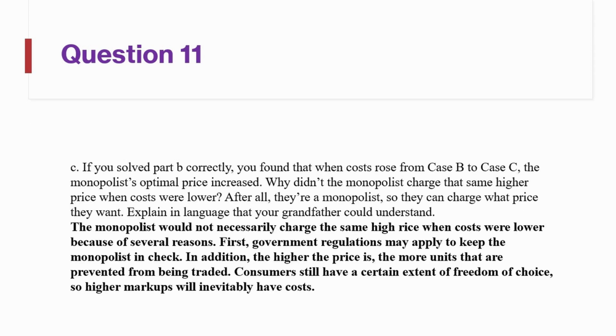For part C, we said the monopolist would not necessarily charge the same high price, because, first, government regulations might apply to keep them in check, and secondly, the higher price is detrimental to the business because fewer people would tend to buy it, and more units will be prevented from being traded.